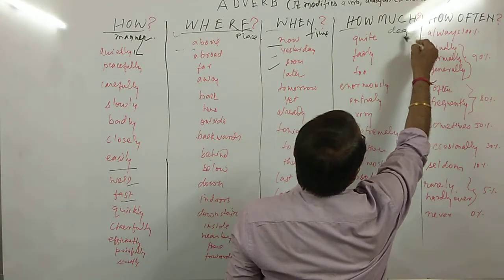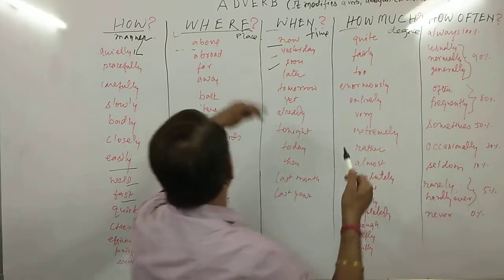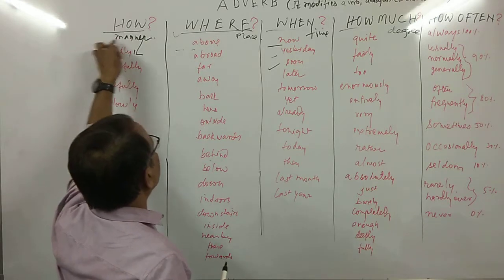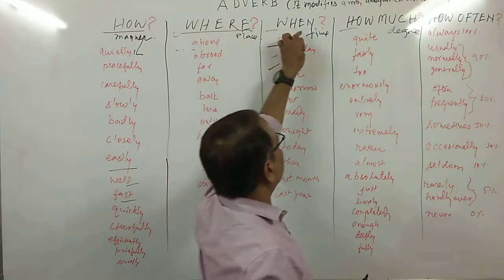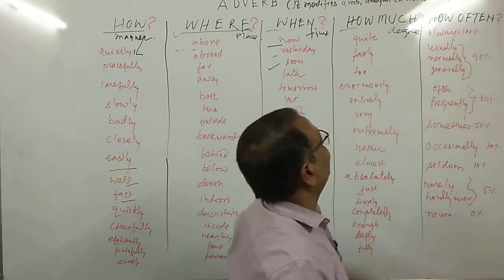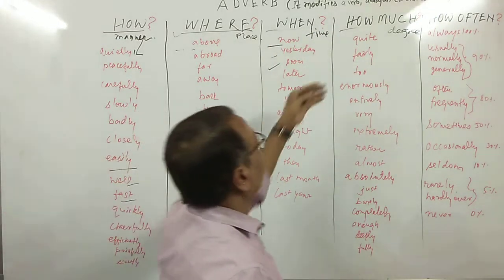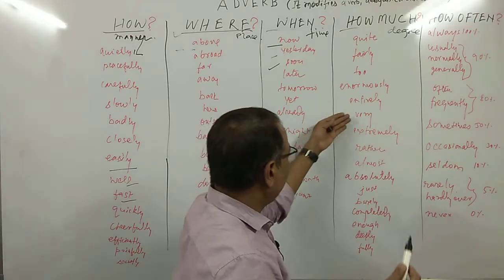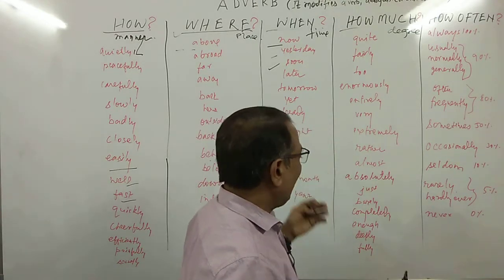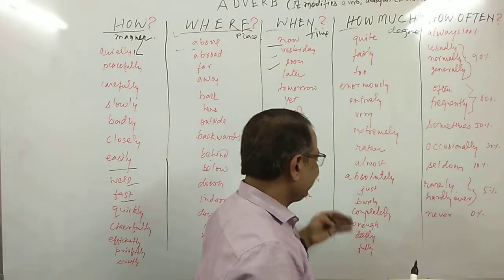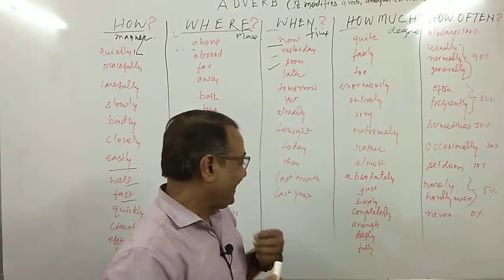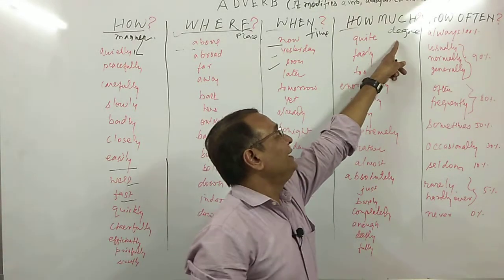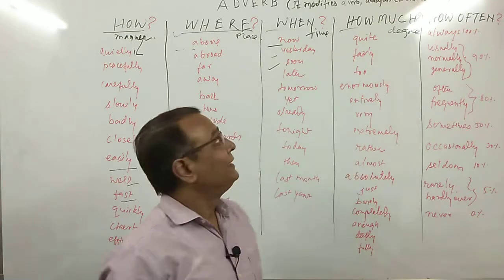When you say degree, it's the question of adverb of degree. How to learn these things? You have to learn this quietly, peacefully, carefully. There, how is adverb of manner, then adverb of place, adverb of time, adverb of degree, right? So in that situation, when you say these words: quite, fairly, too, enormously, entirely, very, extremely, rather, almost, absolutely, just, barely, completely, enough, deeply, fully. When you are using these words, you are saying the degree of that particular thing, right?